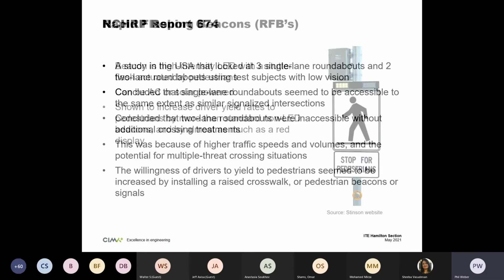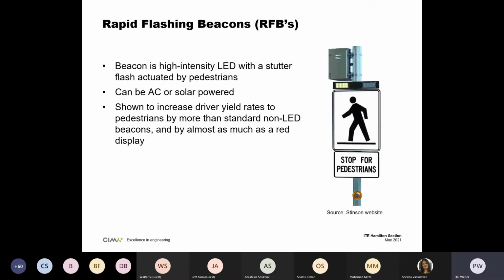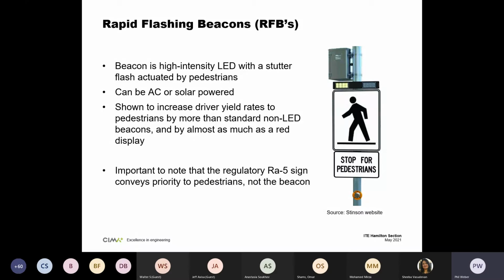So here's the tool that we have now in Ontario at our PXOs, the rapid flashing beacon, which is a high intensity LED with a stutter flash that is pedestrian actuated. It has been shown to increase driver yield rates to pedestrians by more than a standard non-LED beacon and by almost as much as a red display, like at a signal. But it is very important to note that it is not the regulatory device. The regulatory RA5 sign is the regulatory device, and that is the means by which priority is conveyed to pedestrians. So it's not the beacon, it's the sign.